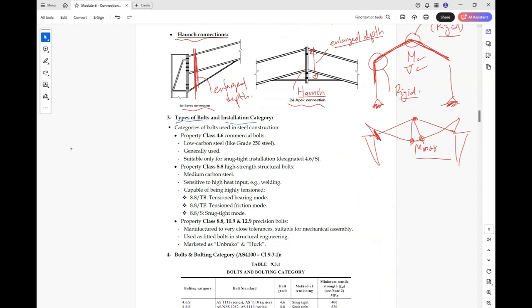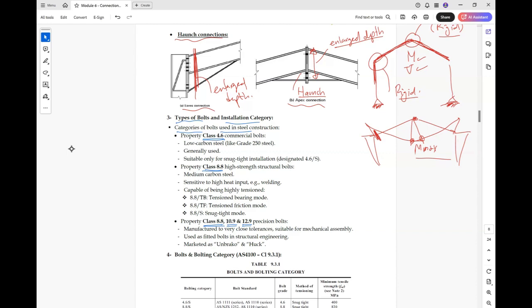Types of bolts and installation: in the market you have different types of bolts based on the strength and the type of installation. Categories of bolts used in steel construction: we have class 4.6, class 8.8, 10.9, and 12.9. So the maximum is 12.9 and the minimum is 4.6.